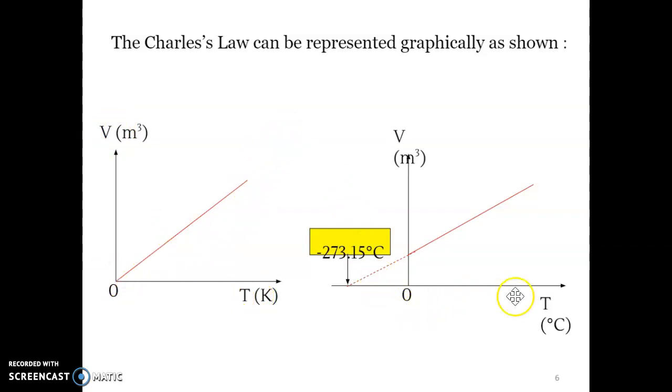And if you want to plot V against T, but now in degrees Celsius, as we know, 1 Kelvin is equal to you have to add 273.15 to be in degrees Celsius. So the graph will start from negative 273.15 degrees Celsius. It's not going to start from 0.